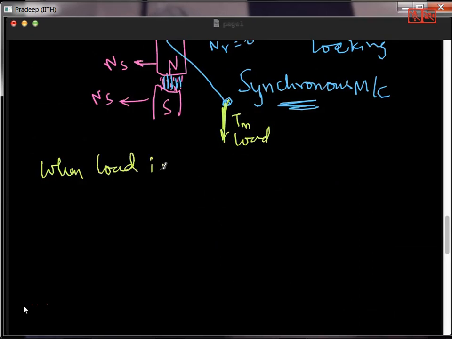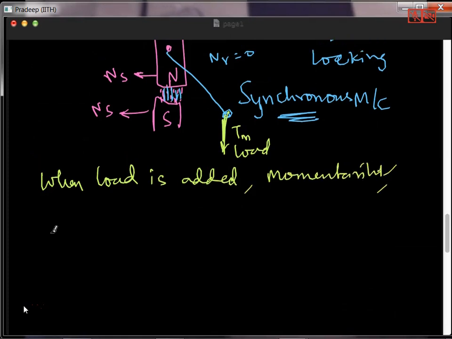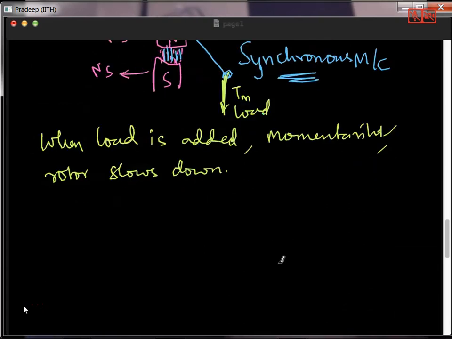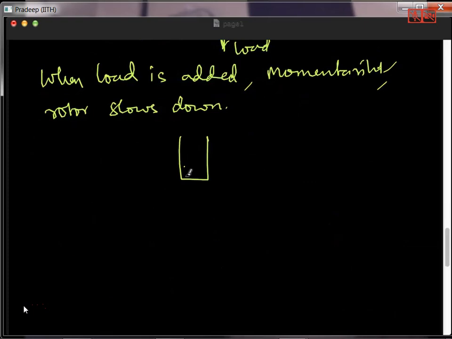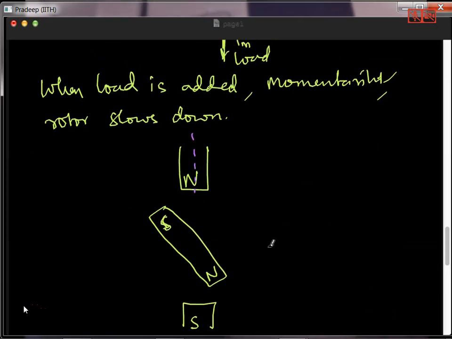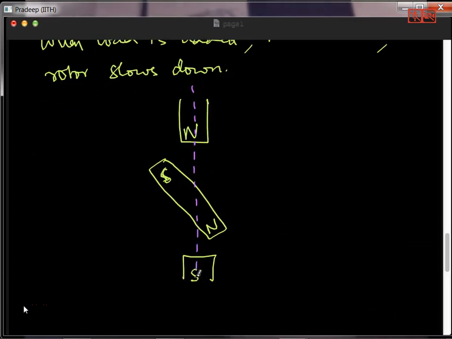So when load is added, momentarily the rotor slows down. That means when the rotor slows down, you get a situation like this: this is the stator north pole, this is the stator south pole, and the rotor will become like this. This is the rotor south pole and this is the rotor north pole. So this angle, if I define the vertical as the reference for the stator magnetic field, this is the reference for the rotor magnetic field.